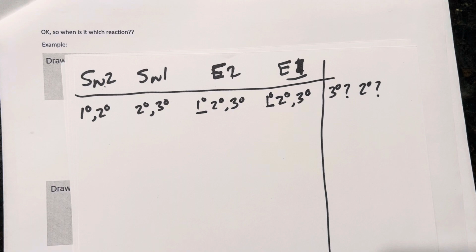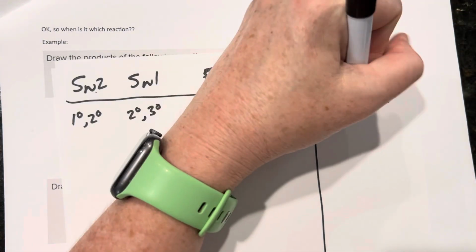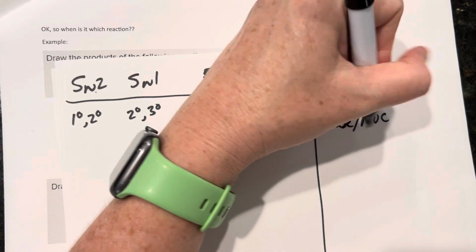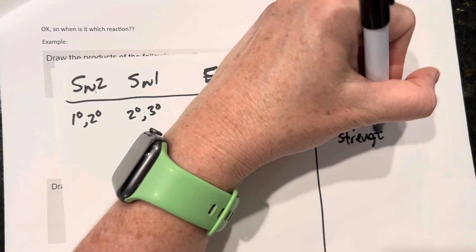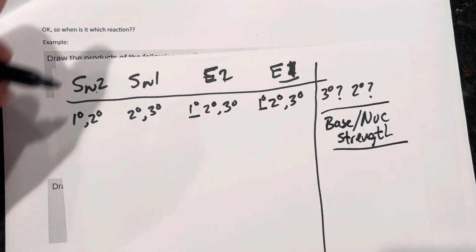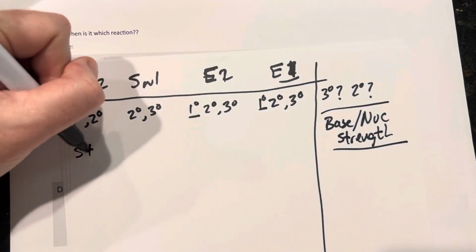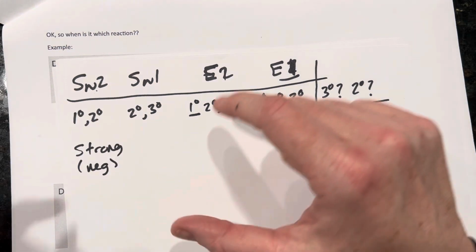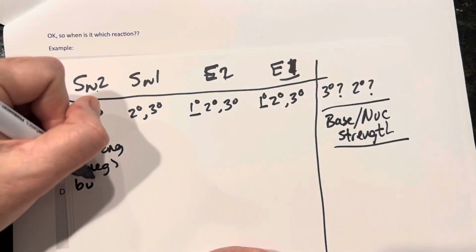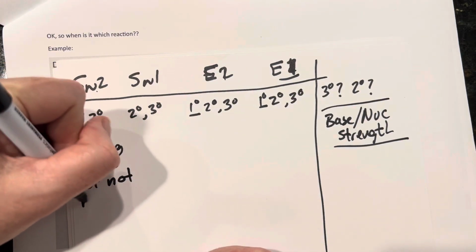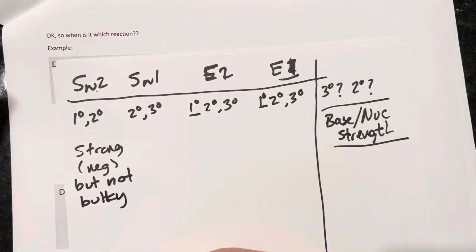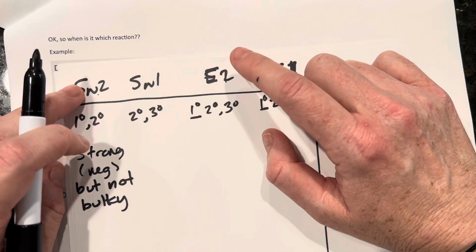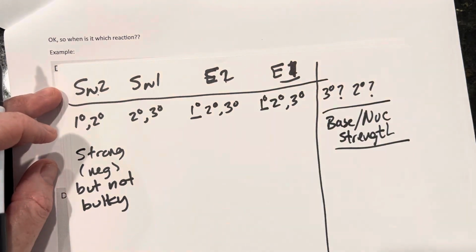let's go over base and nucleophile strength. SN2 prefers strong. They love that negative sign. But for an SN2, it doesn't want bulky. So it's cool with strong, but not bulky. So if you have a really strong base that's also really big, and conditions that would occur for both SN2 and E2, it will only go via E2. Okay.